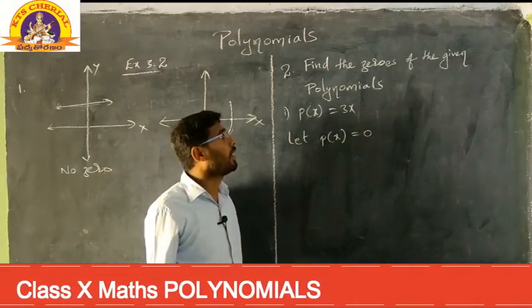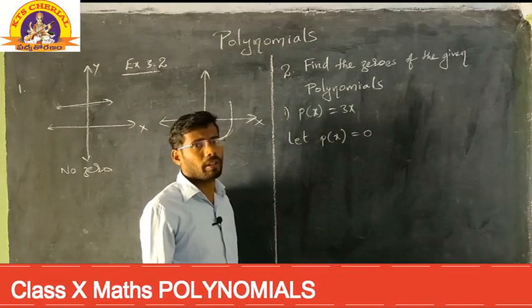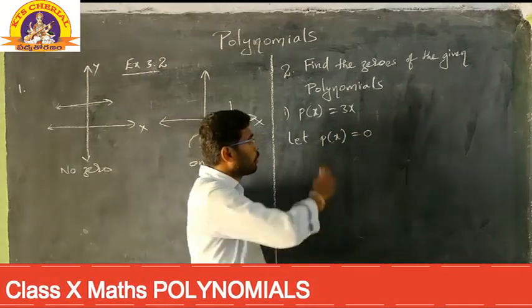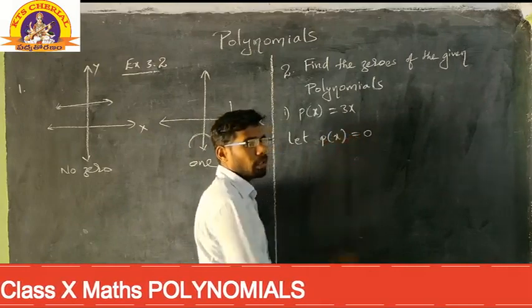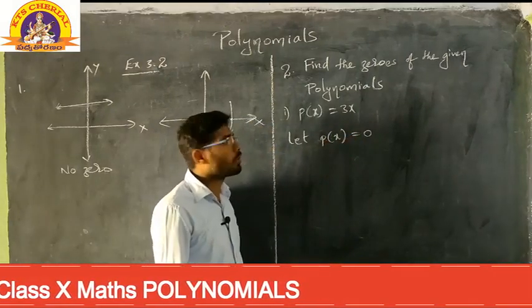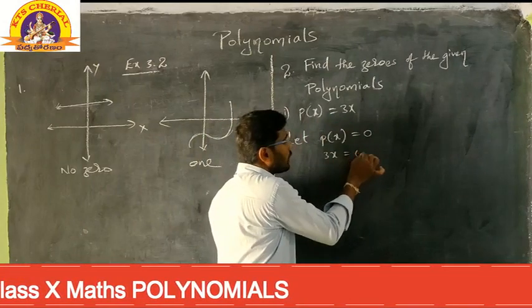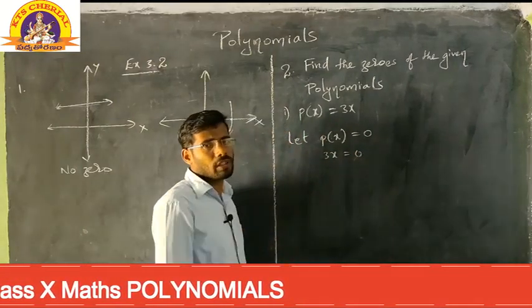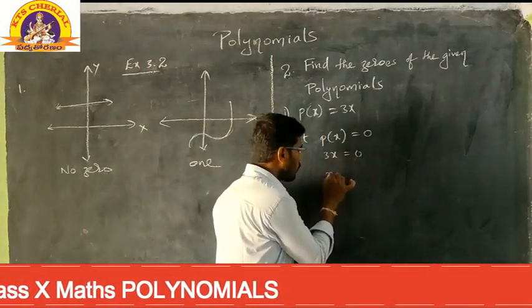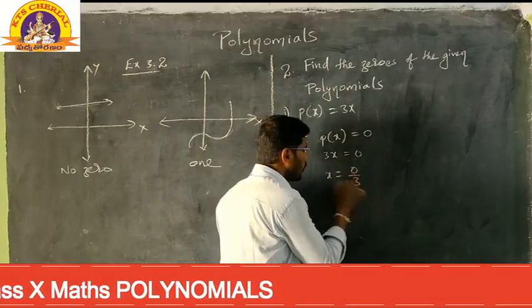Whenever you are asked to find the zeros by the ordinary method, not by the graphical method, I don't know the zero, so I assume p of x equals 0. Actually, p of x means 3x, so 3x equals 0. Afterwards, you have to simplify this. 3x equals 0 means x equals 0 by 3.